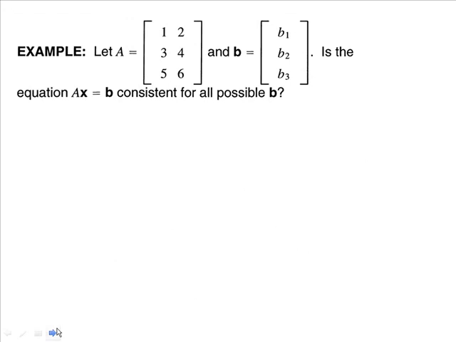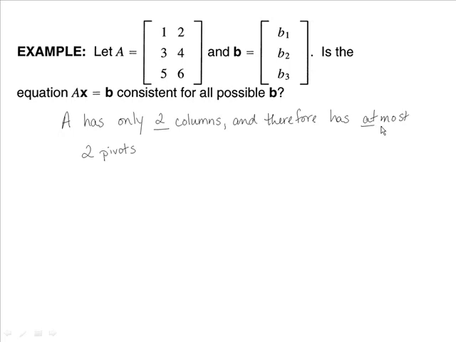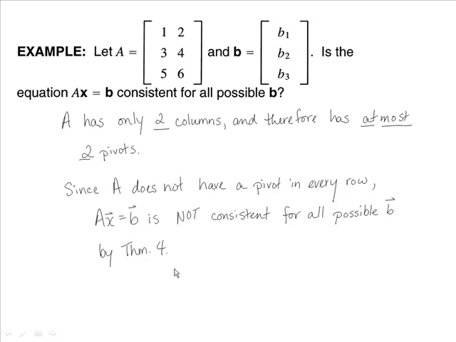In this example, we have a matrix A, which is a 3 by 2, and a vector b, which is a 3 by 1. Is the equation Ax = b consistent for all possible b? We see that A has only 2 columns, and therefore has at most 2 pivots. But A has 3 rows. If there's only 2 pivots, then there can't be a pivot in every row. Since A does not have a pivot in every row, then my matrix equation Ax = b is not consistent for all possible b by Theorem 4.